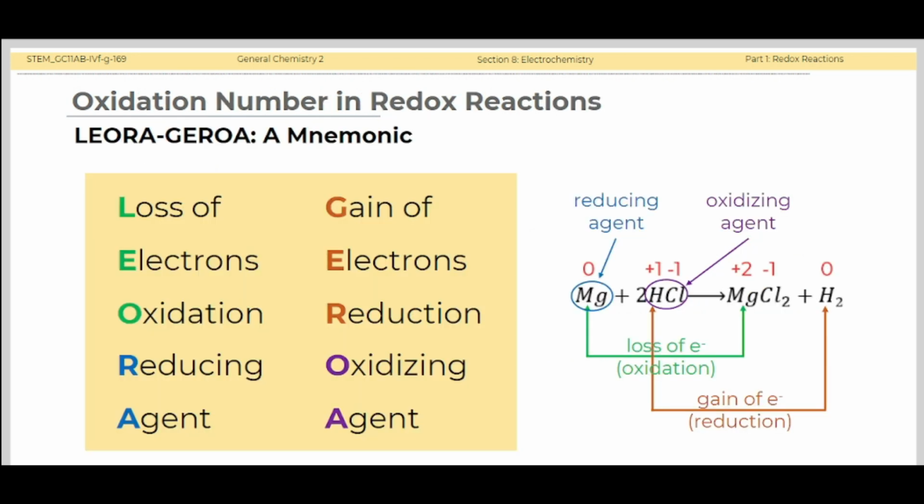A mnemonic that wraps our discussion in the concept of redox reaction is LEO the lion says GER, pronounced as "Leo Ger." This memory aid means that a reactant that loses electrons undergoes oxidation, and this reactant is the reducing agent. On the other hand, a reactant that gains electrons undergoes reduction, and this reactant is the oxidizing agent.